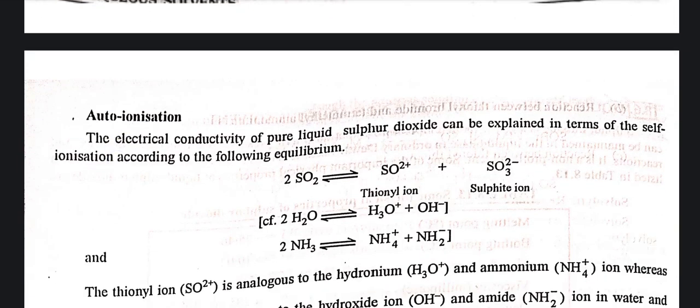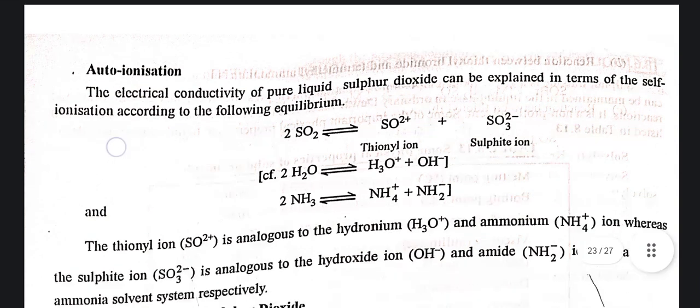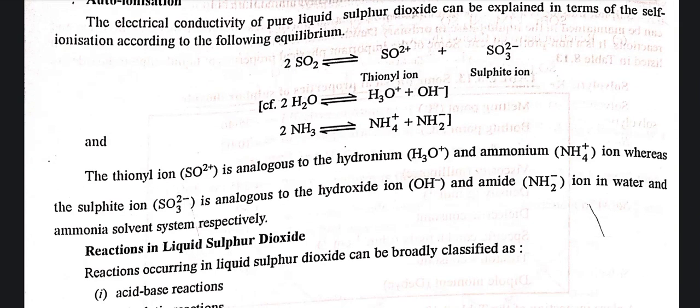Autoionization. The electrical conductivity of pure liquid sulfur dioxide can be explained in terms of self-ionization according to the following equilibrium. The thionyl ion is analogous to the hydronium and ammonium ion, whereas the sulfite ion is analogous to the hydroxide ion and the amide ion in water and ammonia solvent systems respectively.